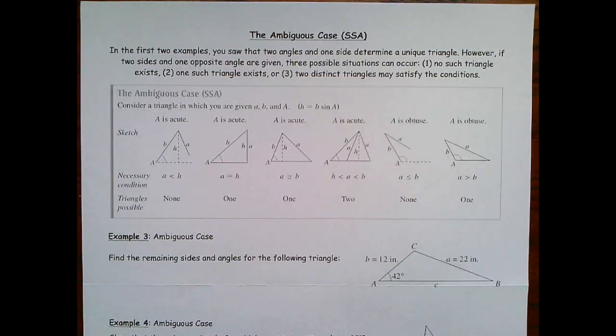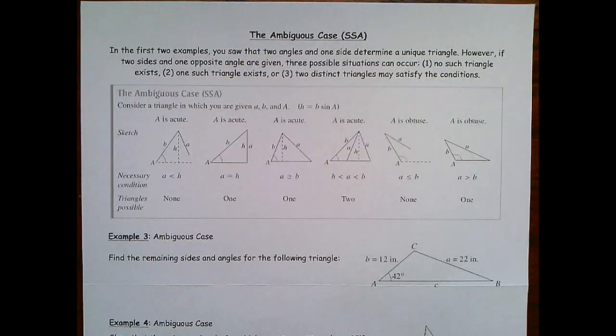In the first 2 examples, you saw that 2 angles and 1 side determine a unique triangle. However, if 2 sides and 1 opposite angle are given, 3 possible situations occur. No such triangle exists, 1 such triangle exists, or 2 distinct triangles may satisfy the conditions. So what makes SSA, or side-side angle, ambiguous? Well, there could be no triangles to solve, there could be 1 triangle to solve, or there could be 2 triangles to solve. The ambiguity is how many triangles you are solving: 0, 1, or 2.